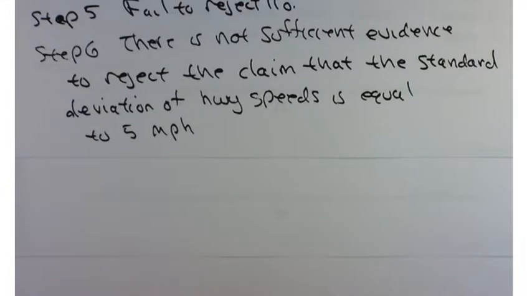All right. Someone want to give that a shot? How would you state that? Perfect. Pretty much exactly what I wrote. There's not sufficient evidence to reject the claim that the standard deviation of highway speeds is equal to 5 miles per hour.